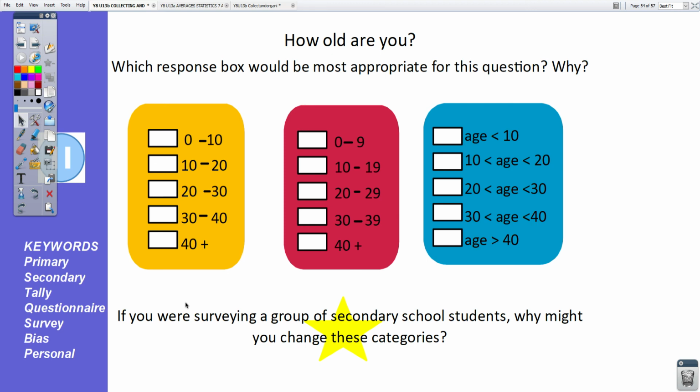And now, how old are you? Which response box would be most appropriate for this question and why? Also, if you were surveying a group of secondary school students, why might you change these categories? Pause the video and unpause it when you are ready to continue.